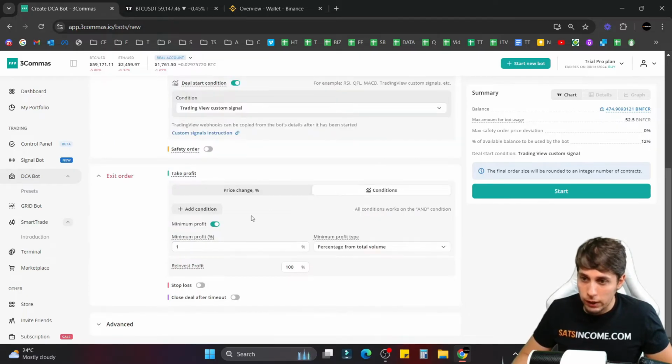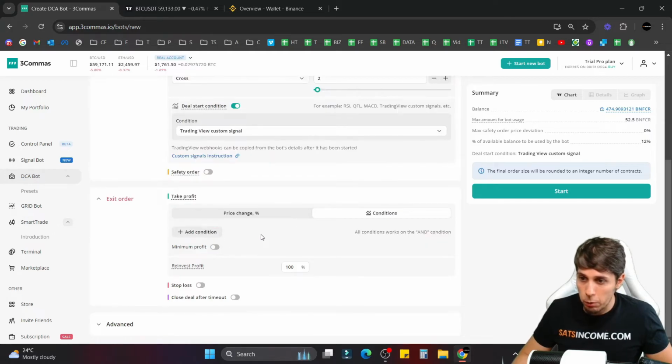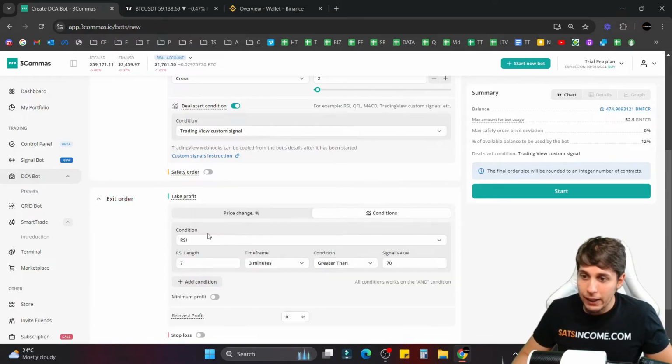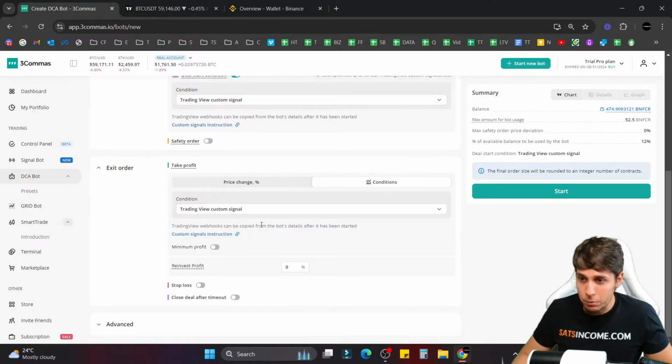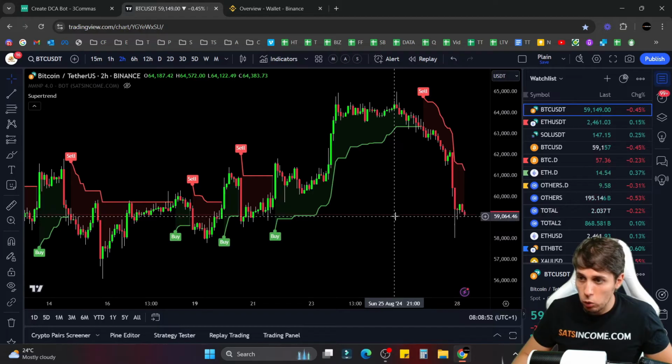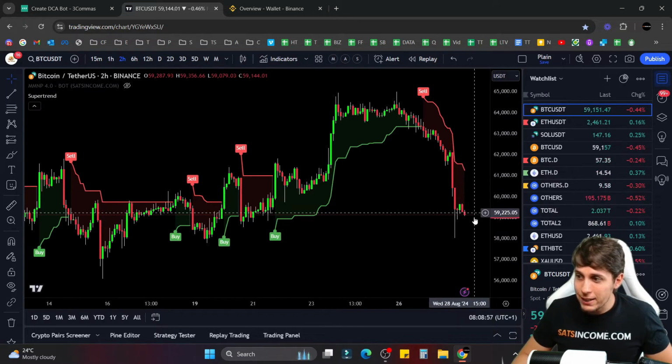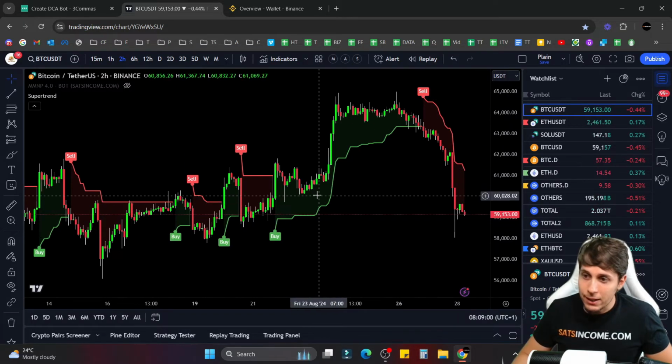So if you click on conditions, you will see this, and the first thing that you have to do is to disable the minimum profit because we don't use it, and also to bring this down to 0 because we don't reinvest the profit. And click here on add condition. Now the condition is gonna be again TradingView custom signal, because what we're gonna be doing, we want the bot to exit the trade when we receive a signal from the indicator.